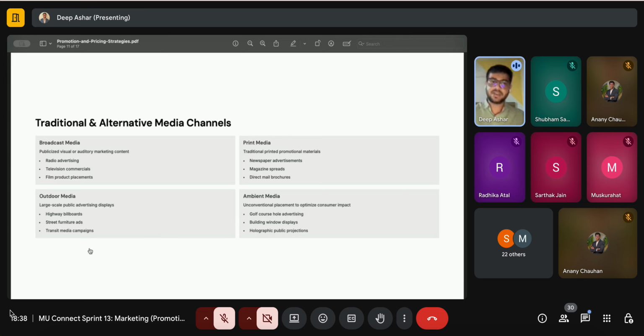The transit media campaign is what I was referring to previously, where when you're going from say point A to point B, you're in a particular metro, you're in a particular car, and in that you see a particular ad, that's also known as transit media. So imagine there's a flyer put in when you're sitting in your BluSmart cab, which is talking about something else other than BluSmart, and that's known as transit media, and that's a type of outdoor media that's being shown.